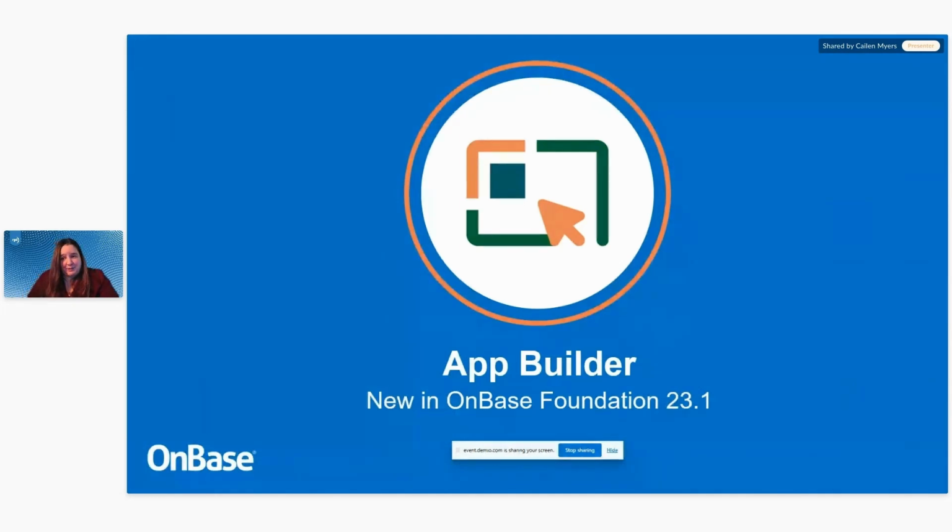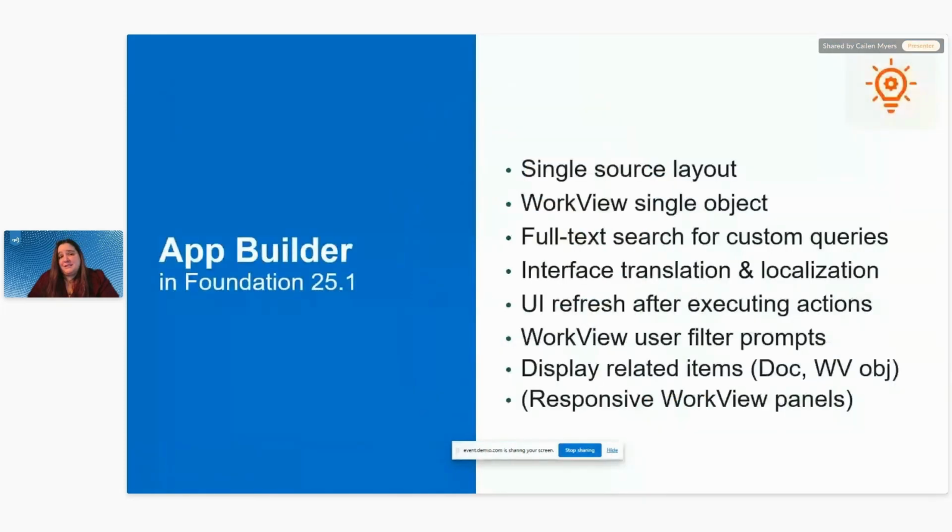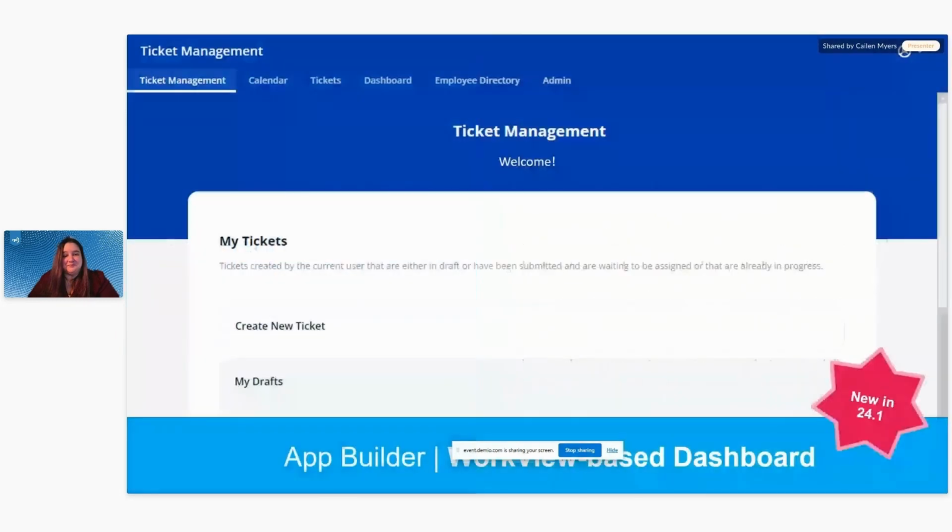Now we turn to OnBase App Builder, which was first released in Foundations 23.1. OnBase App Builder is a single source layout, WorkView single objects, full text search for custom queries, WorkView user filter prompts. You can now display related items and so much more. As a reminder, support for WorkView with App Builder was added with OnBase Foundation 24.1, but the upcoming list that we're going to go over does explain the 25.1 items demonstrated with how they are further enhanced.